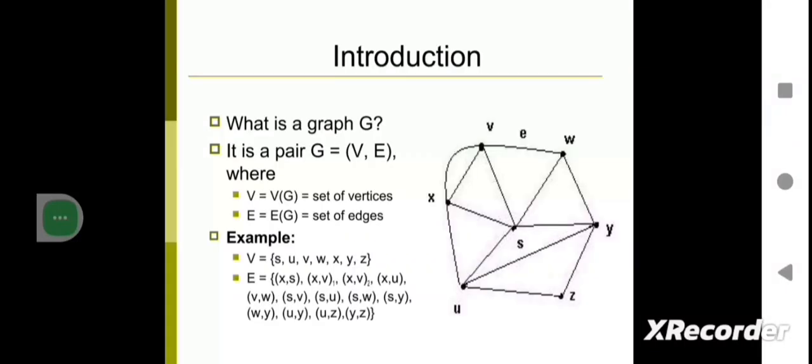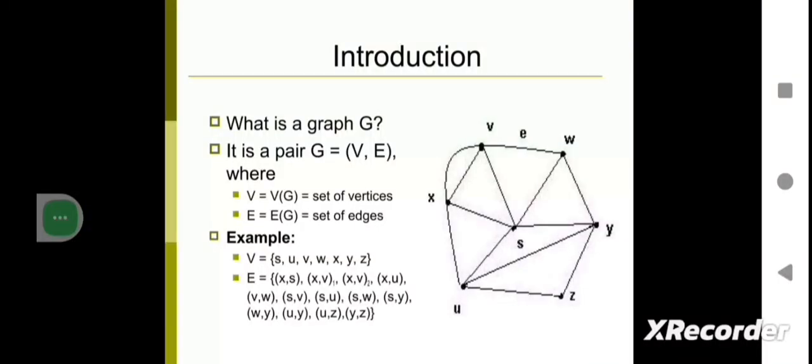Students, today we are going to discuss graph theory. Introduction. What is a graph G? It is a pair G = (V, E), where V = V(G) is the set of vertices, and E = E(G) is the set of edges.